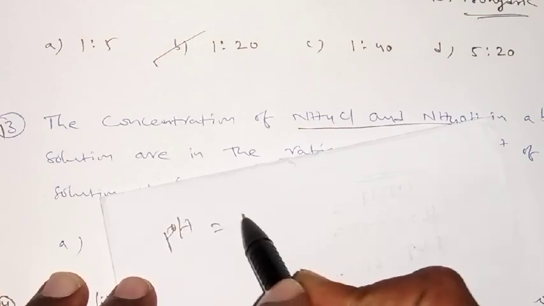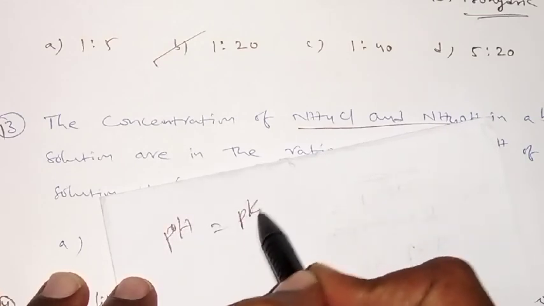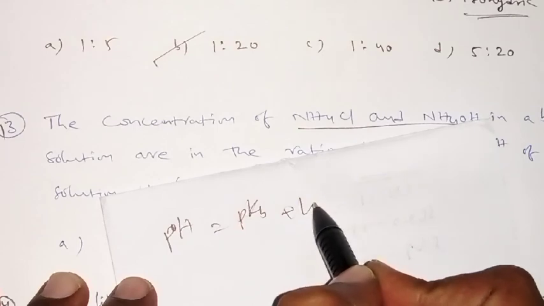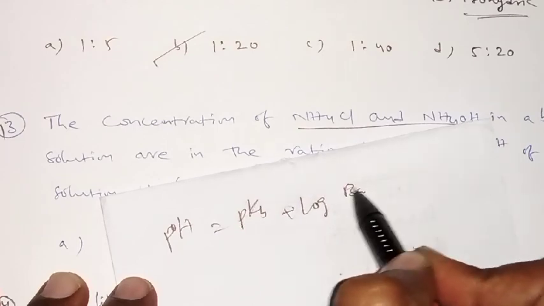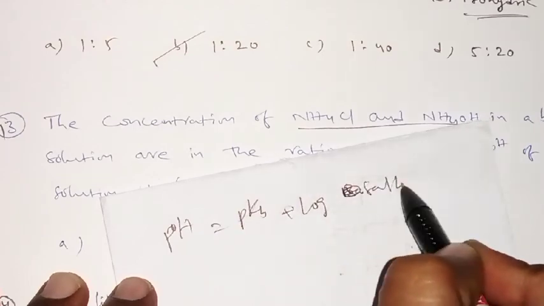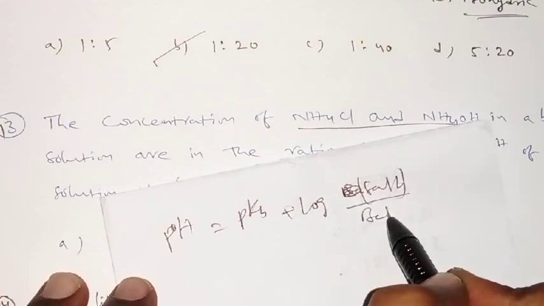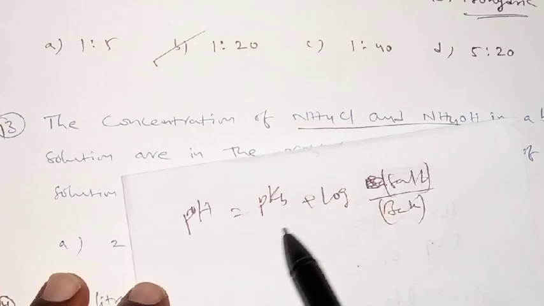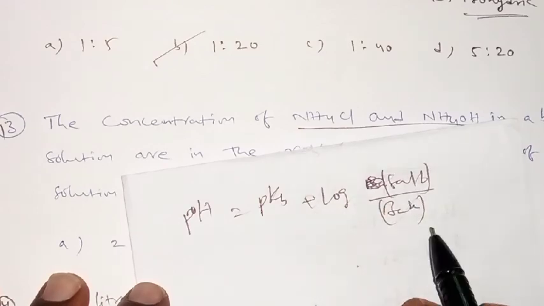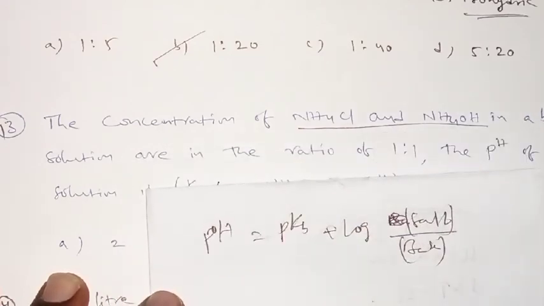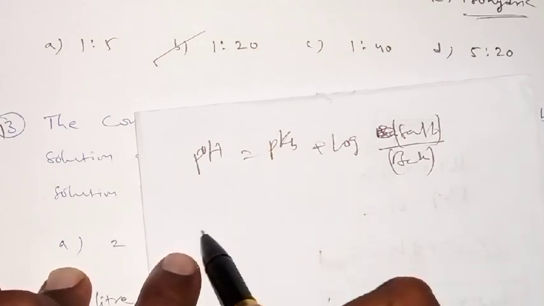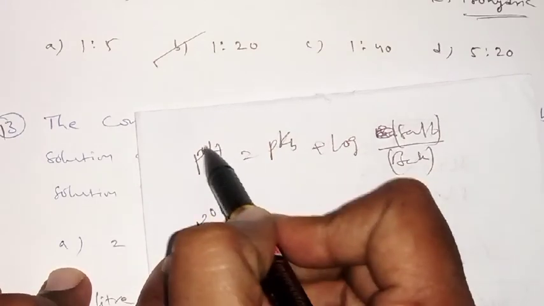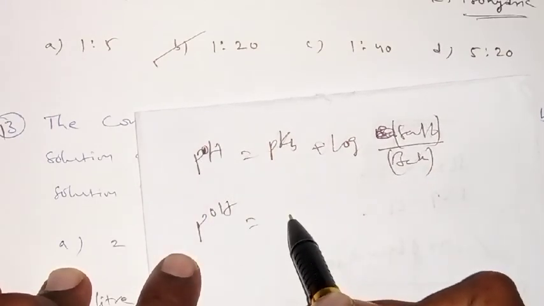pOH equals pKb plus log of salt concentration by base concentration. This is the formula. Suppose if it is an acid, pH equals pKa plus log salt by acid. Now as per the given combination, it is a base. Now what will we get here? pOH equals pKb.